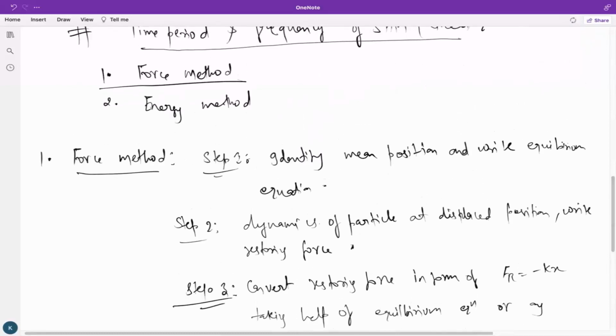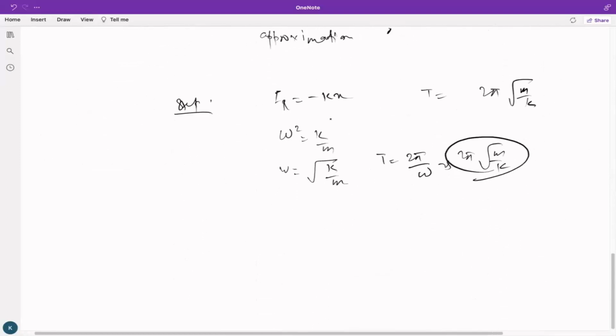First, you have to identify the mean position of the particle, and then write the equilibrium equations. Then understand the dynamics at the displaced position and write its equations as well. Then convert the restoring force into the form of minus kx. And how can you do so? Use your equilibrium equation to convert it into Fr is equal to minus kx form. And then our time period we can directly write as 2 pi root under m by k.